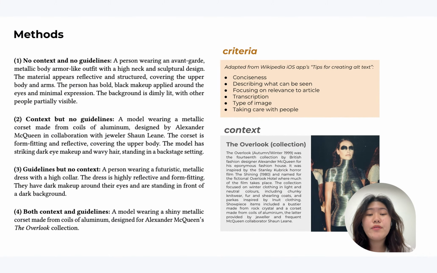So for the guidelines that we fed the model, we compiled a set of six guidelines by adapting the tips for creating alt text section that was developed for the suggested edits tool in the Wikipedia iOS app. And this slide shows a sample output of all four variations of the alt text.